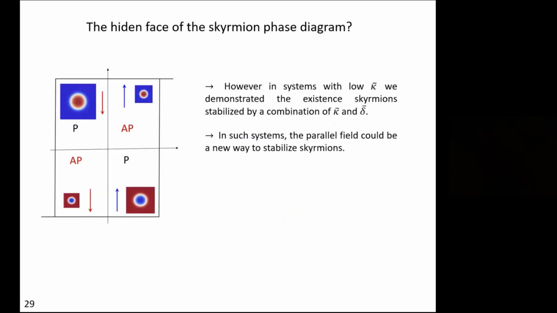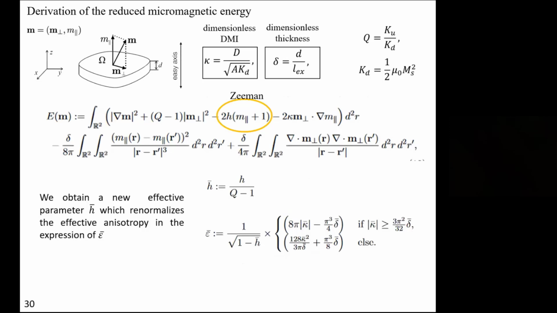However, we showed that this skyrmion exists even for low DMI and low delta, and in that case, they could be what we call the ferromagnetic state even at zero field. And in that case, you could apply a field parallel. Applying a field parallel to the core, of course, will favor the growth of skyrmion and stabilize them. So when we introduce the Zeeman term, you obtain a new effective parameter H bar, and it's just renormalizing the anisotropy.